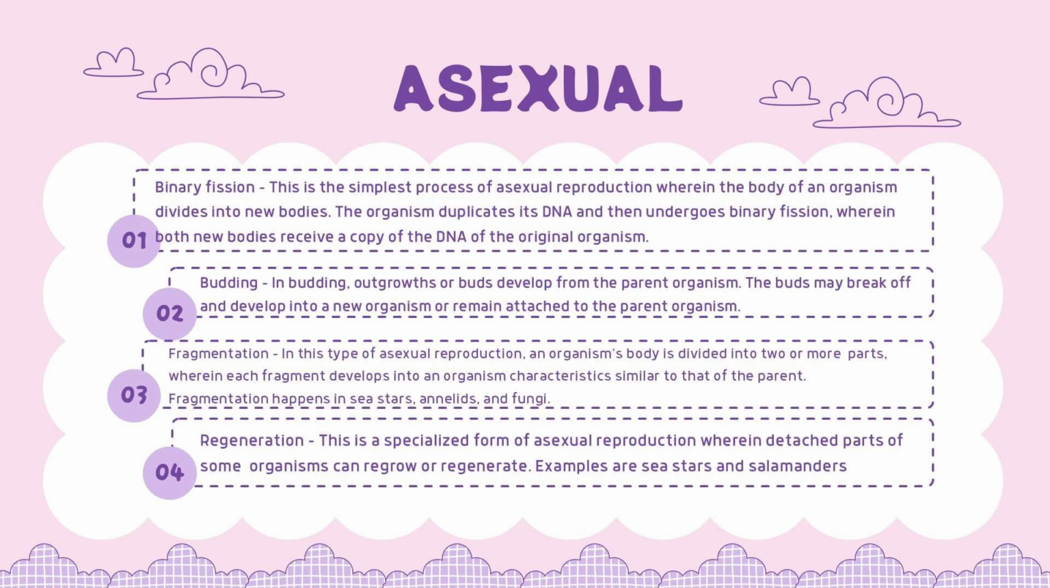This is the simplest process of asexual reproduction, wherein the body of an organism divides into new bodies. For example, yung isang bacteria, magdi-divide siya into 2. Tapos pareho na silang bacteria. Dalawa na yung bacteria. From being 1, naging 2. Binary fission ang tawag doon.